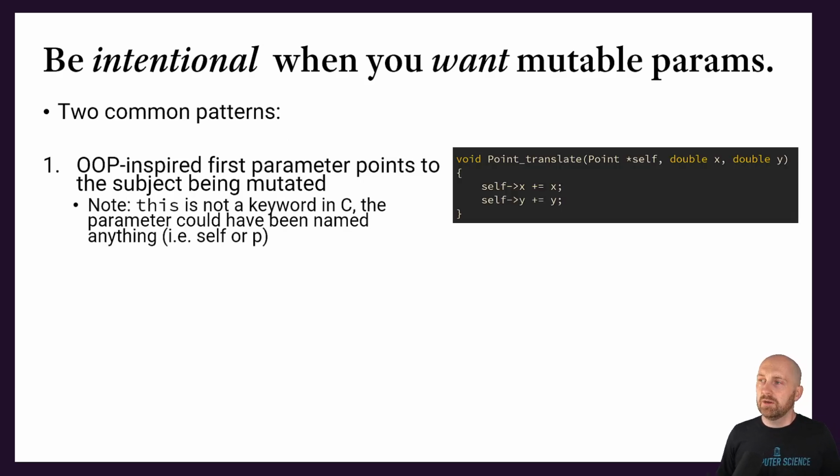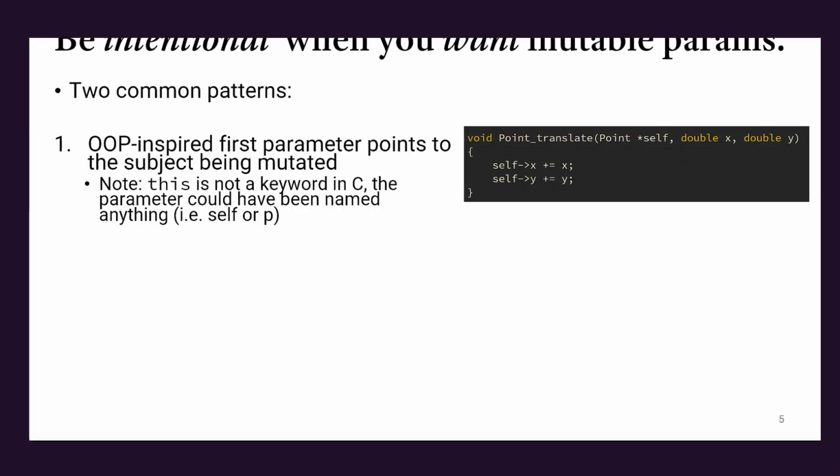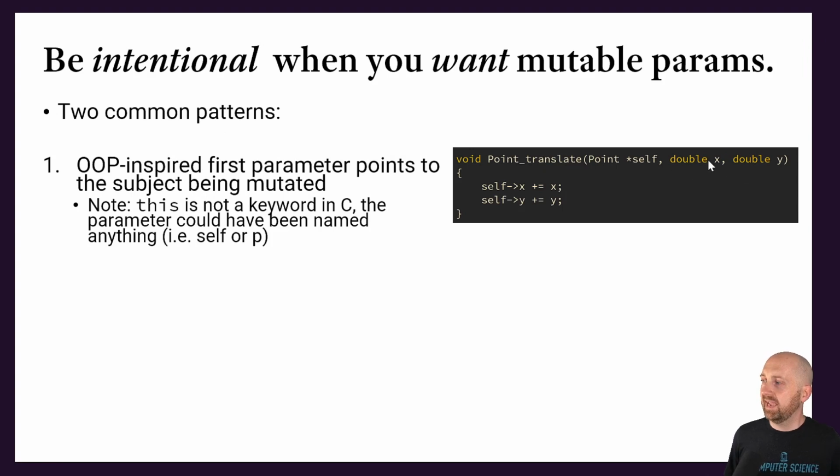When you are designing functions, one of the common patterns that you'll see in C is that if you are intending to mutate a parameter, as I mentioned, you won't see the const keyword in front of it. And if you're trying to mimic an object-oriented design style, you can imagine something like this translate or add function, where this would be a translate function where we've got point self. Let me see if I can make this slightly larger. Oops. Point self, and the next two parameters are x and y, and you're increasing x and y by those two parameters.